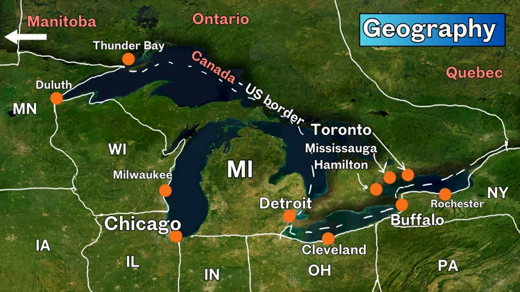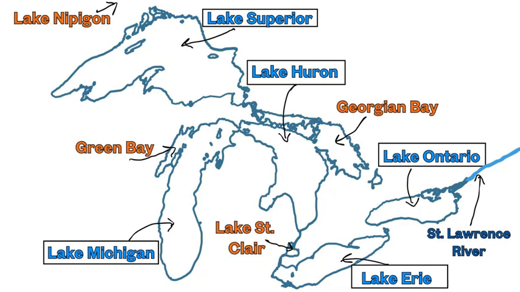the St. Lawrence River. Cities such as Duluth, Minnesota, Thunder Bay in Ontario, Milwaukee in Wisconsin, Chicago, Illinois, Detroit, Michigan, Cleveland, Ohio, Buffalo and Rochester, New York, and Hamilton, Mississauga, and Toronto in Ontario.